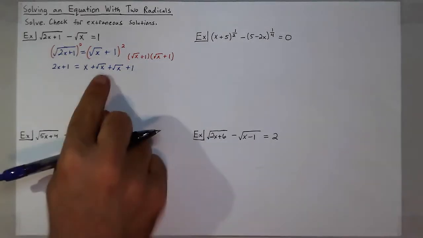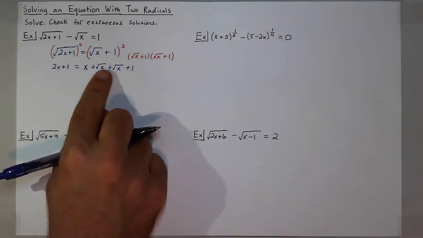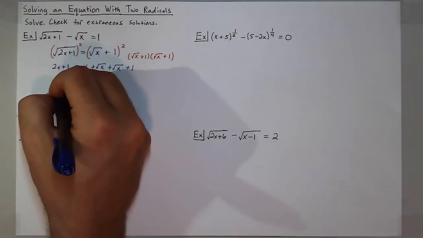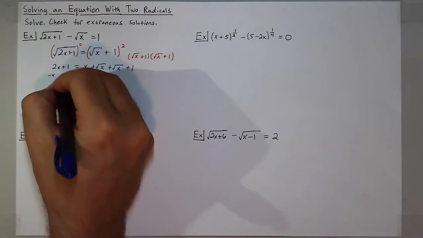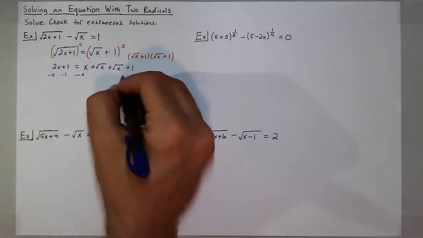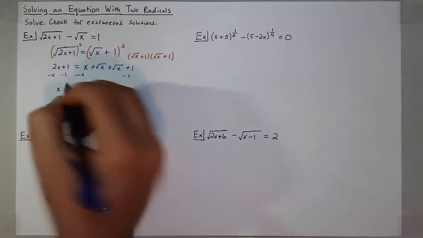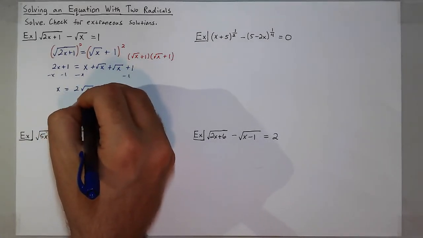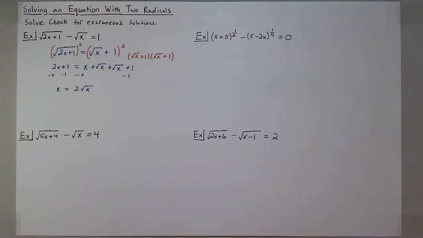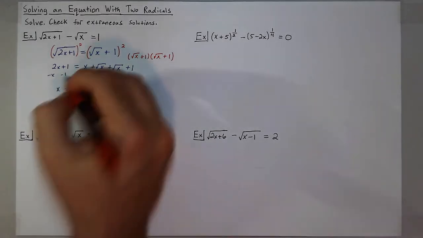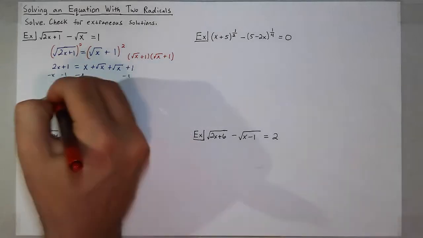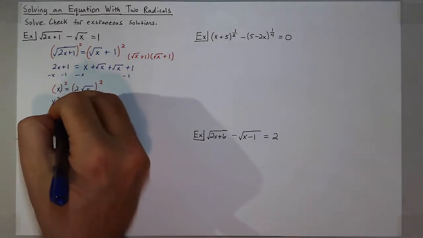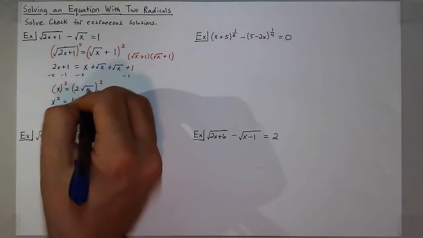Now, I'll isolate this radical on the right side. I can combine these like terms and subtract 1 and x to leave me with just an x on the left side. So I'll have x is equal to 2 square roots of x. And then to eliminate that radical, I'll square each side again to give me x squared is equal to 2 squared, which is 4 times x.